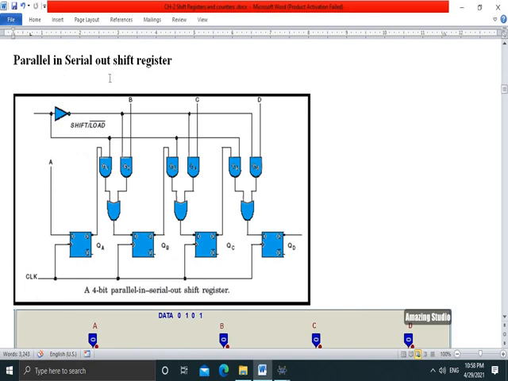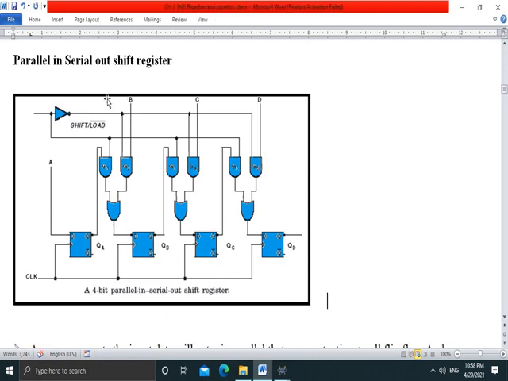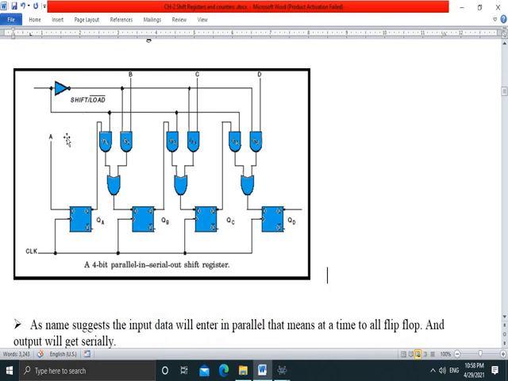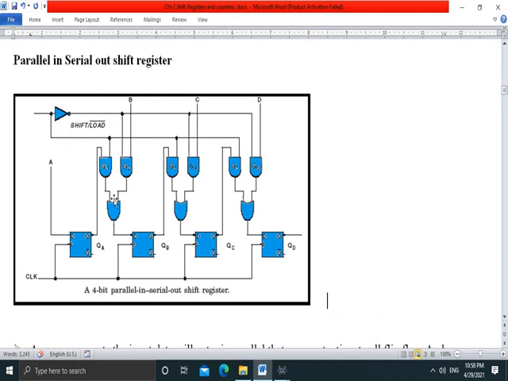Next point is the parallel in serial out shift register. In this shift register, data is entered in parallel and taken out serially. This parallel in serial out shift register contains G1, G3 and G5 AND gates and G2, G4, G6 AND gates, as well as 3 OR gates, 4 D flip-flops and 1 NOT gate.